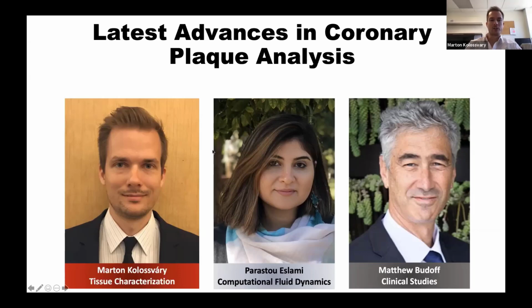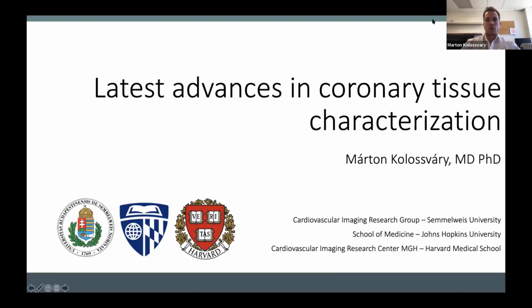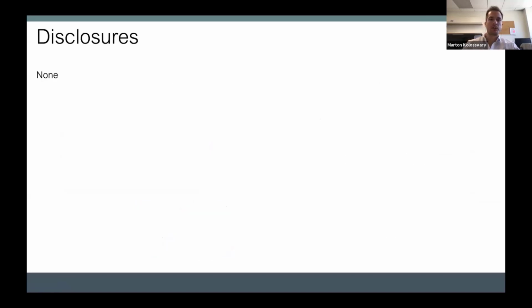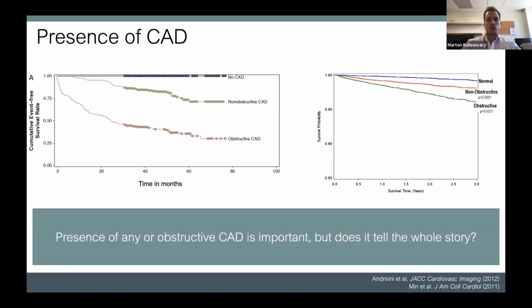Thank you so much for the kind introduction. So I would like to speak about the latest advancements in coronary tissue characterization. These are my disclosures. As you all know, in our clinical practices, when we describe coronary artery disease, our first objective is to rule out coronary artery disease. So basically, we're making a binary classification if the patient has or does not have coronary artery disease, or we might also say if it's obstructive or non-obstructive based on anatomical imaging.